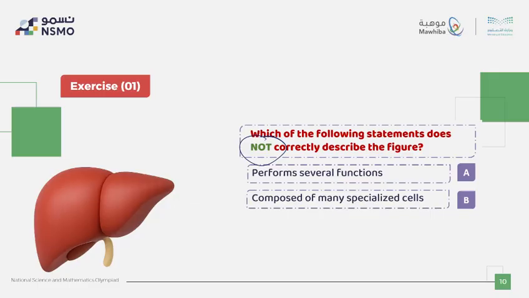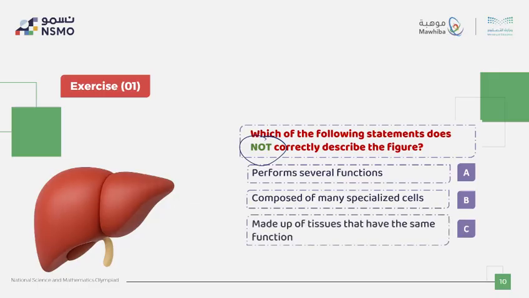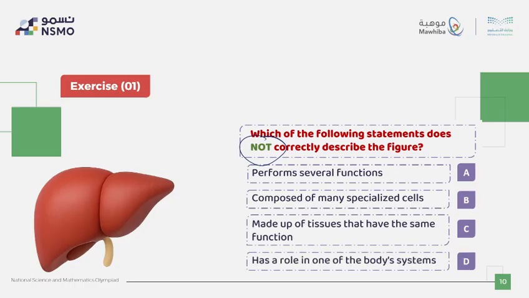The first one performs several functions. B, composed of many specialized cells. C, made up of tissues that have the same function. And D, has a role in one of the body's systems. Think about it, guys. Okay, option A, performs several functions. So this statement is true.